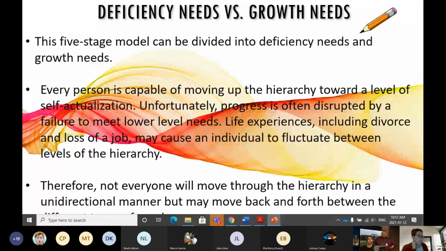Okay, so this is one more slide explaining the different types of needs. It is again a little bit word dense, so I apologize. But we are grouping into deficiency needs versus growth needs. So the five-stage model can be divided into these two different types of needs. Every person is capable of moving up the hierarchy toward a level of self-actualization. Remember, self-actualization just means to reach your full potential as a person. So everybody's level of self-actualization is going to be different.